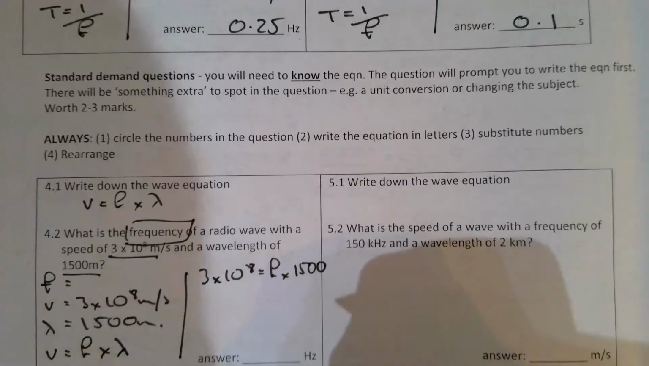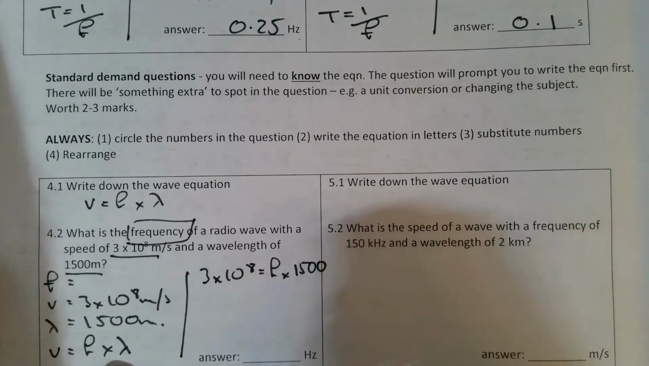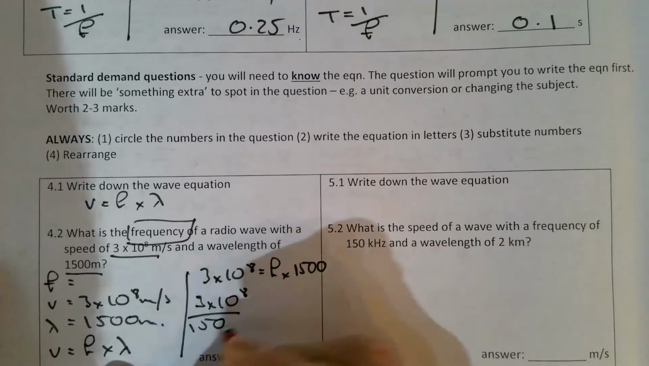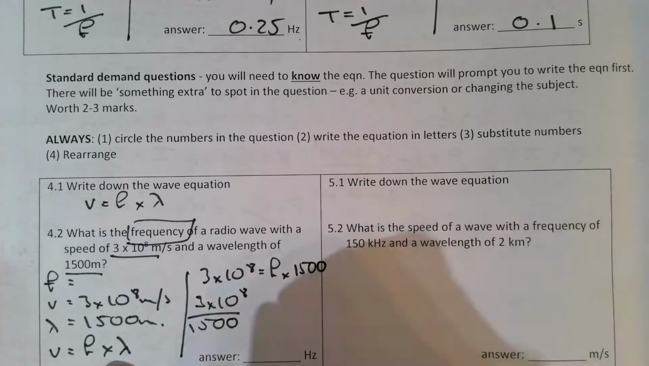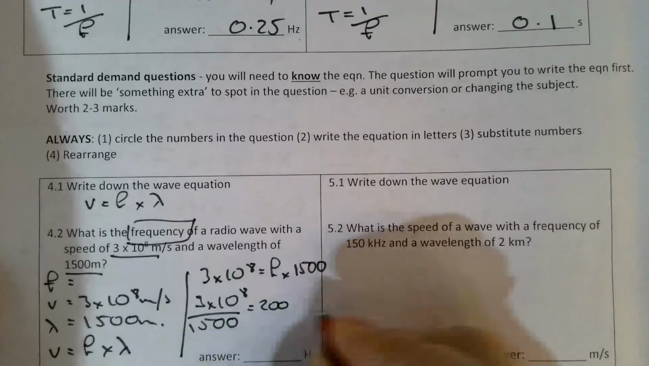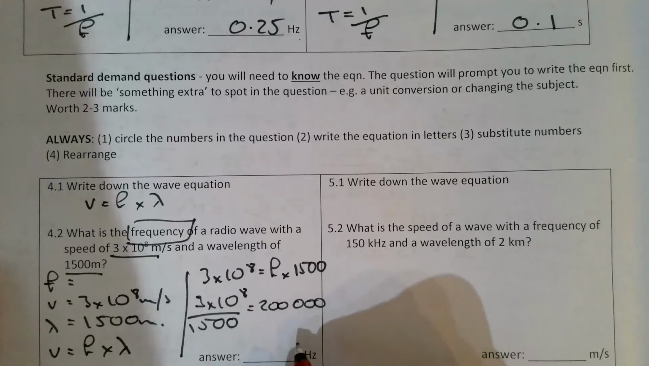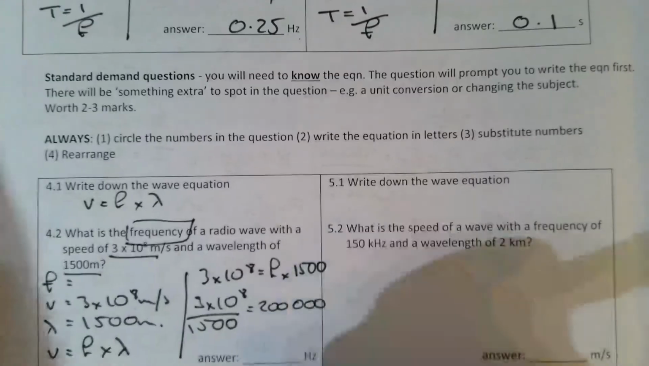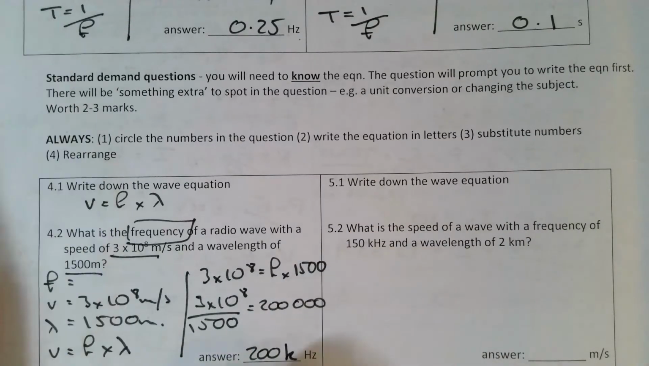1500. If I divide both sides by 1500, that makes f the subject, so it's 3 times 10 to the 8 divided by 1500, which gives me an answer of 200,000 Hertz. What I'm going to do is turn this into kilohertz. So I'm going to divide through by 1000, and I'll get rid of these 3 zeros. That leaves us with 200 kilohertz. Okay.